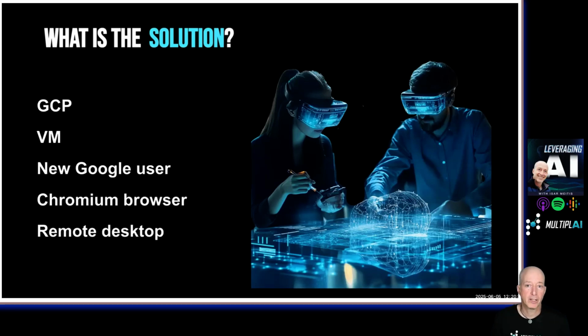The third component is a new Google user. I did not want it using my Google account because, as I mentioned, it has access to too many things. And so I created a new Google user. That costs you nothing. I created a free Google user, and that's the one that I'm using to access everything in that new environment.